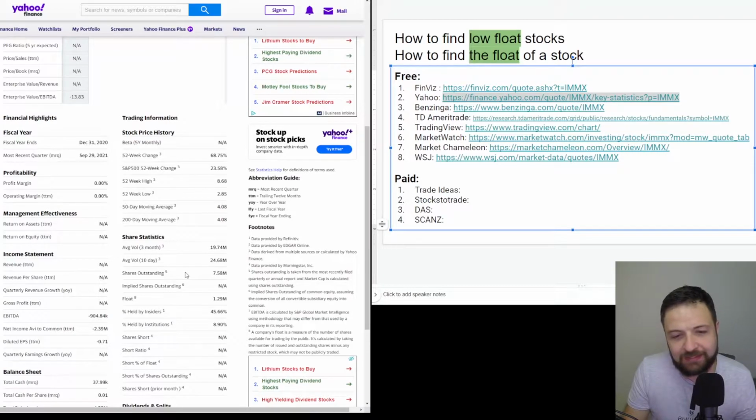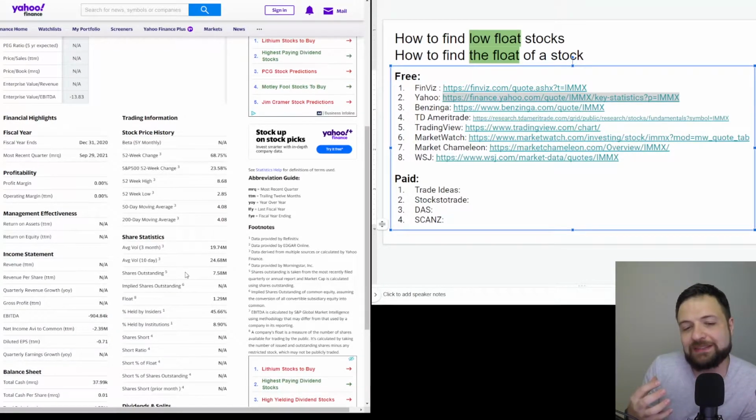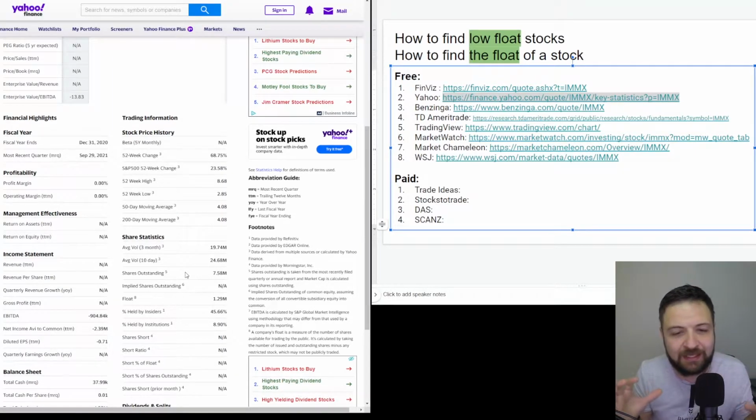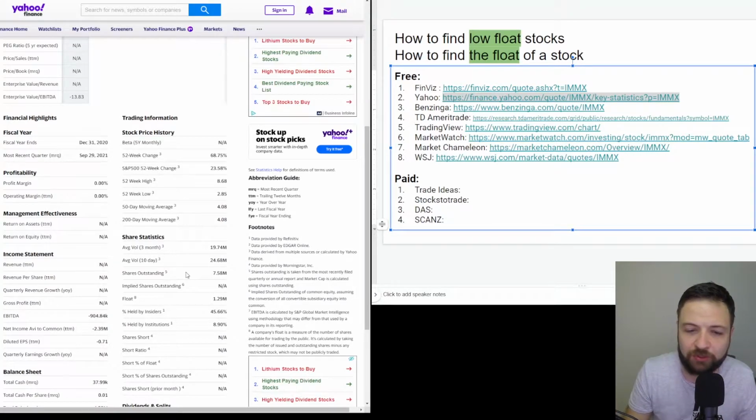So the idea for us here is not to go to one single source, but to get a general idea of an overall float for the stock. So to get that, go to multiple sources and just get an idea of the stock float, okay? So we have 4.19 for Finviz and 1.29 for Yahoo Finance.